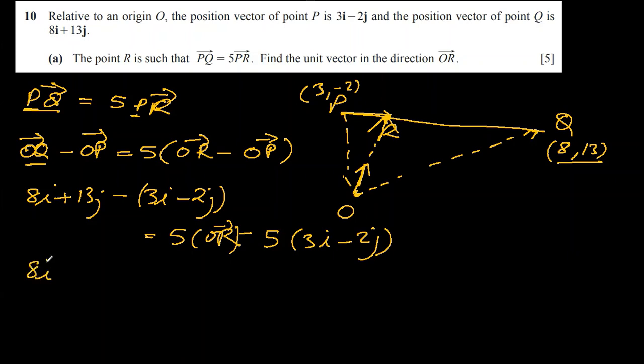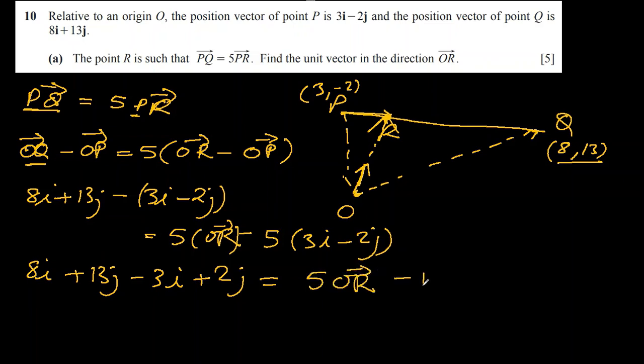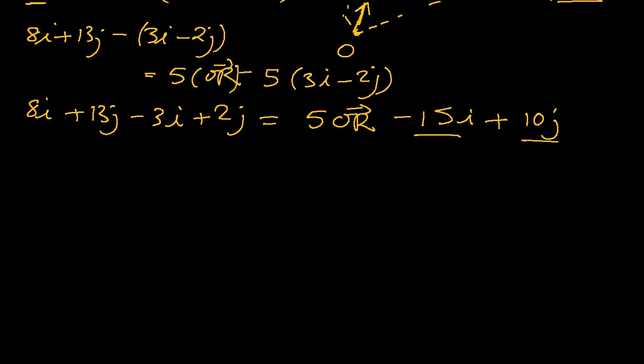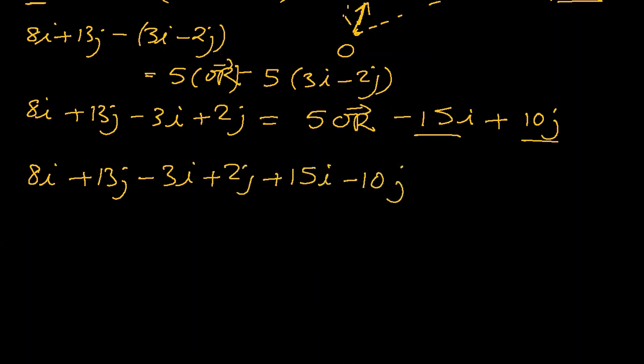Alright. So let's open the brackets, the ones I can. 8i remains 8i plus 13j minus 3i plus 2j equal to 5 OR minus 15i plus 10j. So let's move these two to the left side with the others. So 8i plus 13j minus 3i plus 2j plus 15i minus 10j, they change the signs, equal to 5 OR.